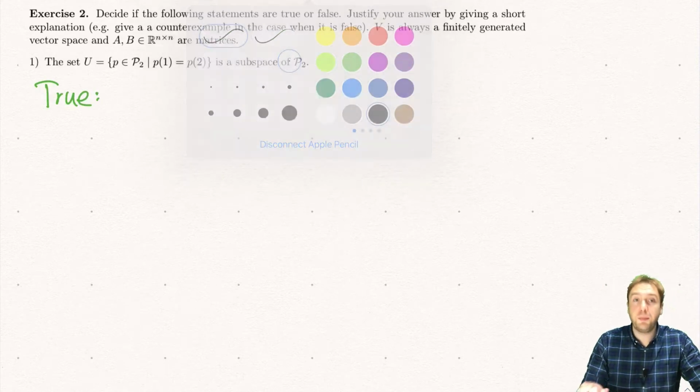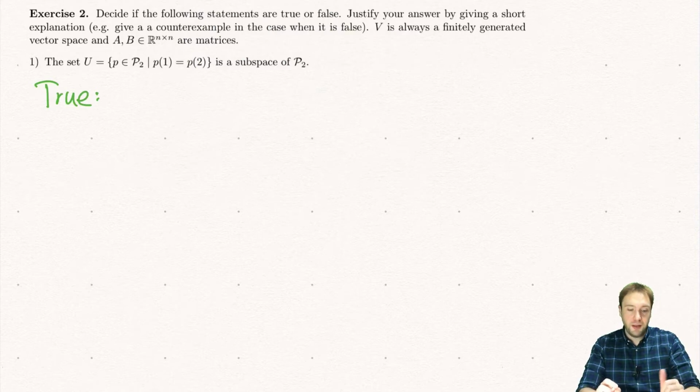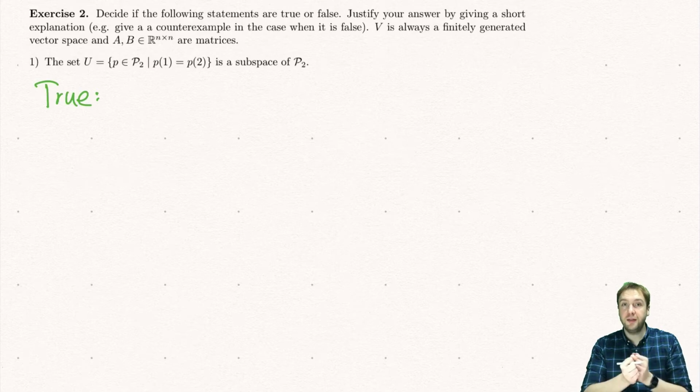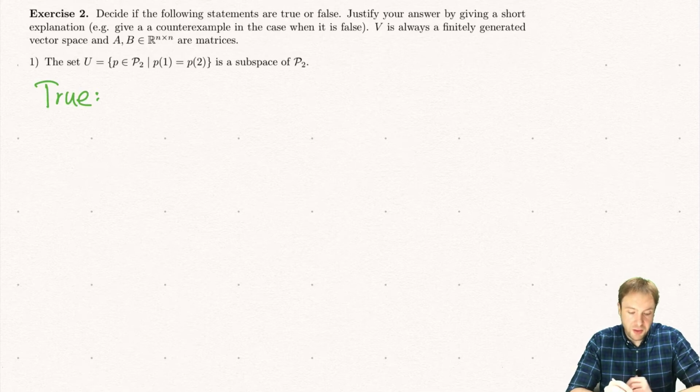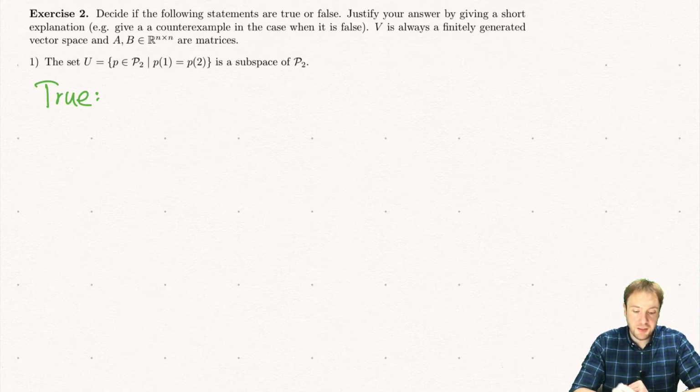because to check if something is a subspace, we need to check two things. Namely, if I take two elements out of the set and I add them with this vector addition, is this again in this set? And we need to check that if I take an element out of there and multiply with a scalar, that this is also again in the set.